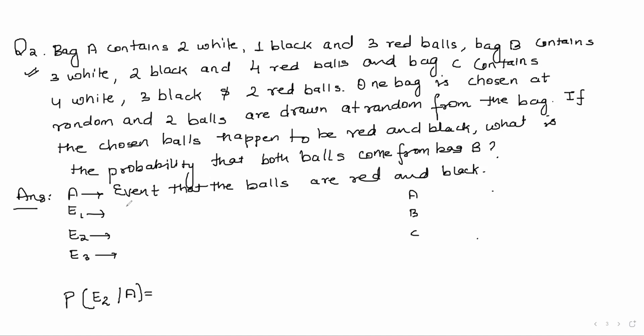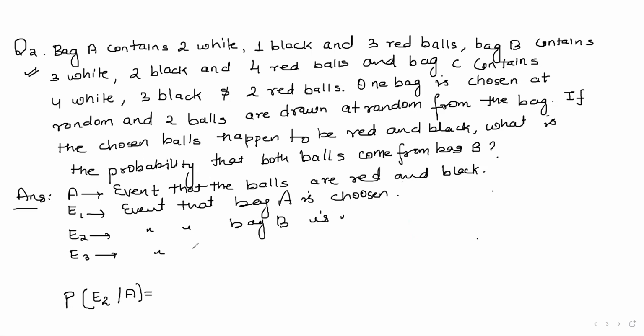So if we take this event that bag A is chosen, and this one, event that bag B is chosen, and event that bag C is chosen. Otherwise, what will happen? If we write both balls come from bag B, then it will combine these two. Okay, now we need to find this. What is meant by this? It is given that the balls happened to be red and black, and bag B is chosen. That means you have chosen bag B and both balls are red and black.